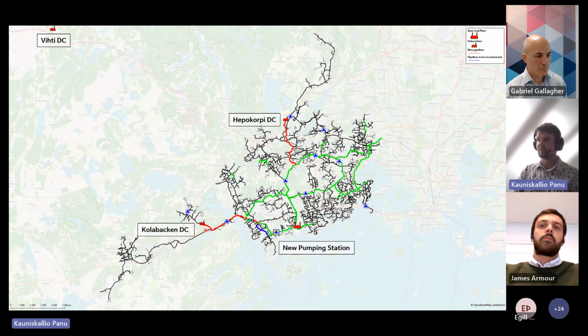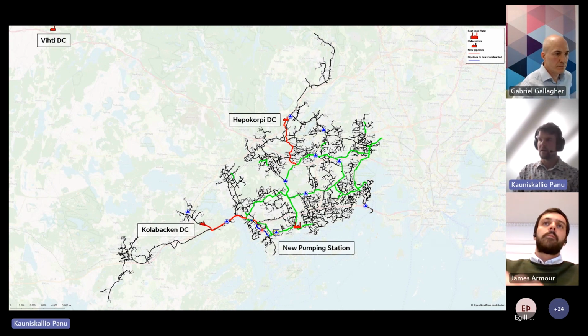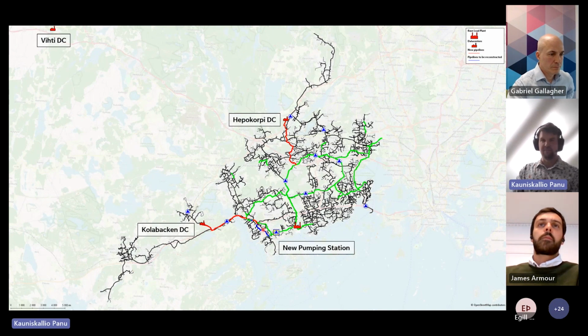And the total length of new pipelines, so this red line here as well as this one here, is roughly 11 kilometers, and this section to be reinforced is roughly 3 kilometers long. And in addition to these pipeline investments, we are also going to need a new pumping station, which is pumping heat from Kolabacken towards our existing transmission network. And some of you may notice that there's actually a third data center here, but it's way too far away that it could be utilized for supplying heat into our system, or at least that's the present knowledge.